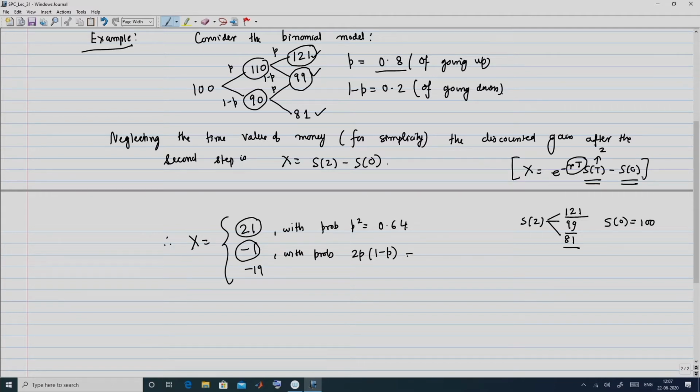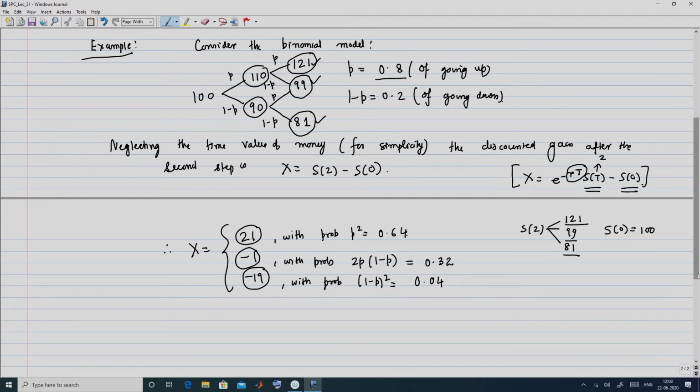And remember, p is 0.8 and 1 minus p is 0.2. So, this becomes 0.32. And finally, you arrive at the value minus 19 in the situation where S of 2 is equal to 81. So, in this case, what is going to be the probability? It is a result of 2 consecutive downward movements. So, the consecutive probability is going to be (1 minus p) squared, equal to 0.04.